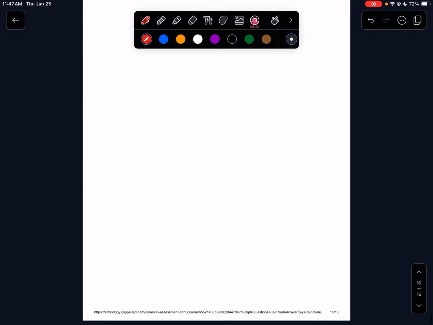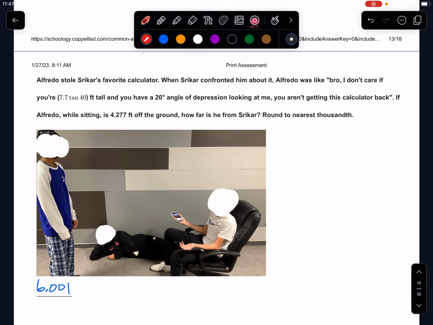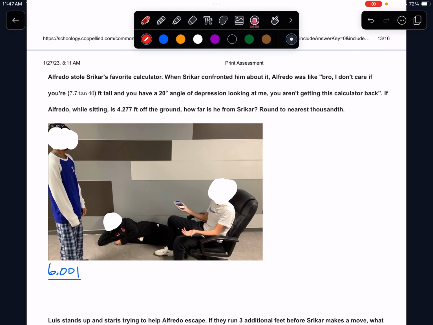All right. Oh, yep, I remember this question. All right. Alfredo stole Srikar's favorite calculator. And I might have changed the people in the pictures a little bit, but it's the same general question, I promise. When Srikar confronted him about it, Alfredo's like, bro, I don't care if you're 7.7 tan 40 feet tall and you have a 20-degree angle of depression looking at me. You aren't getting this calculator back. If Alfredo was sitting 4.277 feet off the ground, how far is he from Srikar?